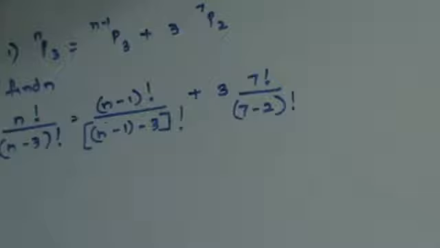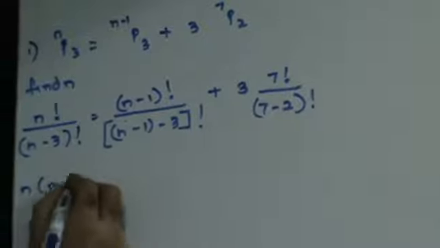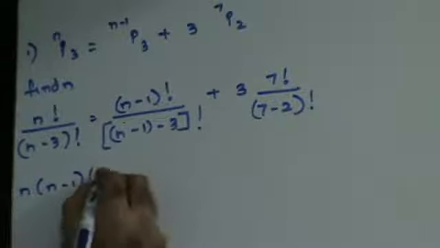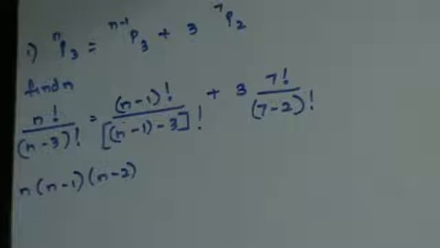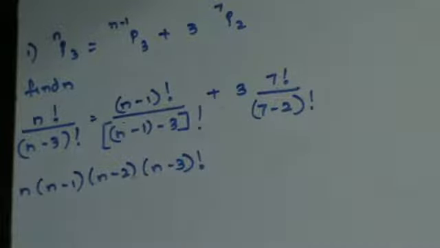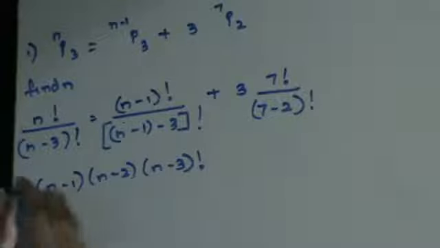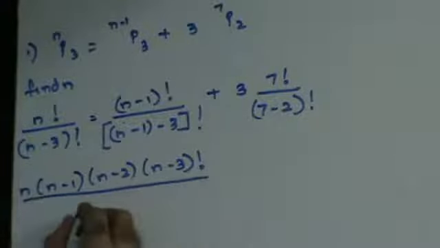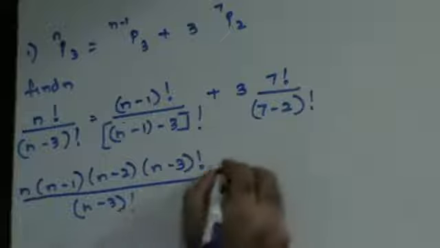Now, how do you expand factorial? To expand factorial, you go on reducing the consecutive terms by 1. So, n factorial can be written as n reduced by 1, n minus 1, reduced by 1, n minus 2, reduced by 1, n minus 3 factorial. You go on reducing till the time you get the number of the denominator. So this is n minus 3 factorial.